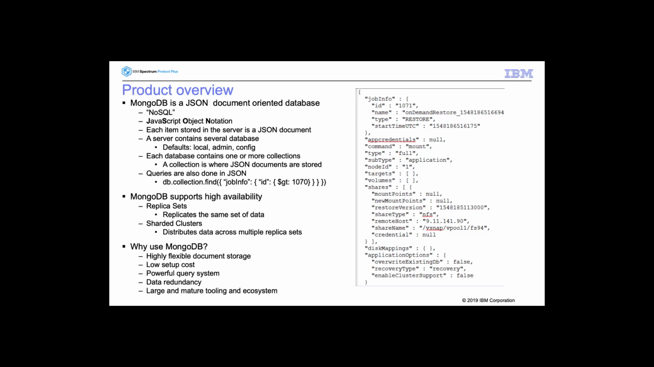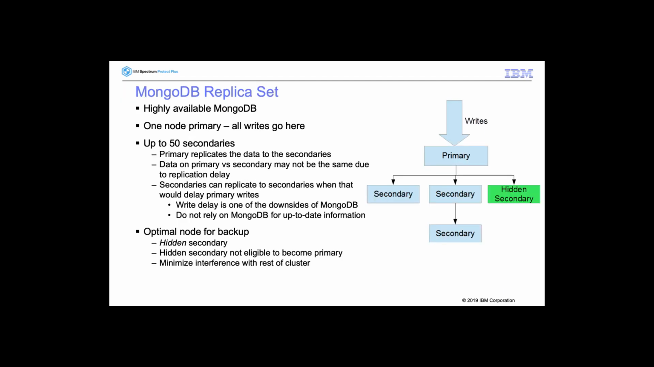Some of the reasons a user might want to use MongoDB are low setup cost, highly flexible document storage, data redundancy, and the open source tooling and ecosystem for the product. Now, as I mentioned, a lot of MongoDBs are deployed in so-called replica sets, and a replica set is going to be a highly available MongoDB.